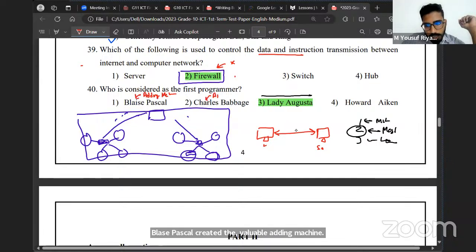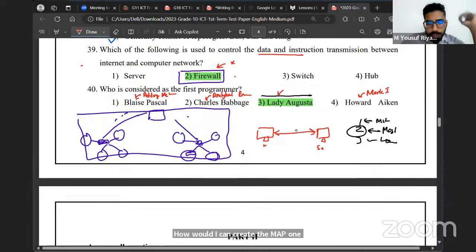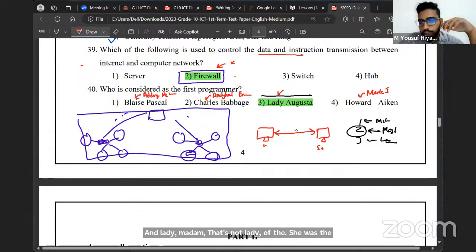Charles Babbage created the analytical engine. Howard Aiken created the Mark One. And Madam Ada Augusta Lovelace, not Lady Augusta, was the first programmer. She wrote the program for which computer?